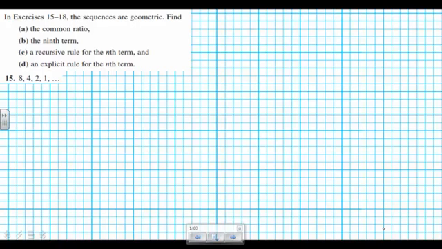Problem number 15 from section 8.1. We're given this sequence and we're told it's geometric and we're asked to find these things about it. So let's talk about finding the common ratio.